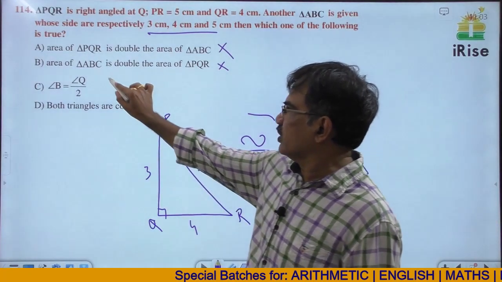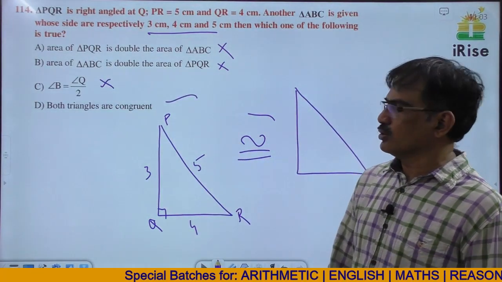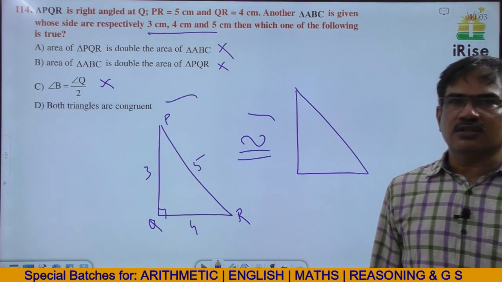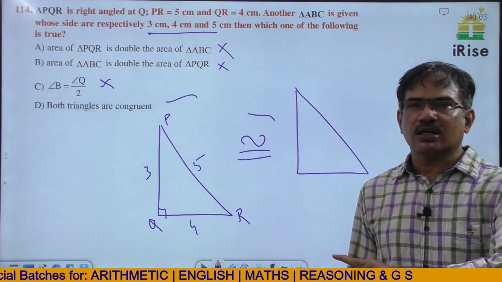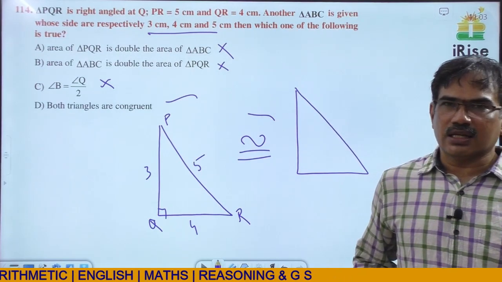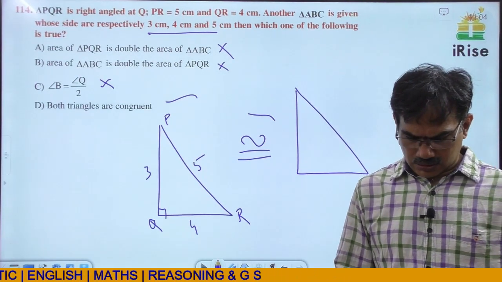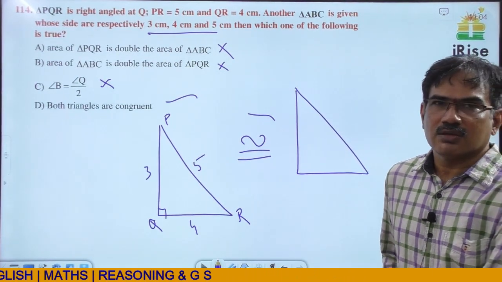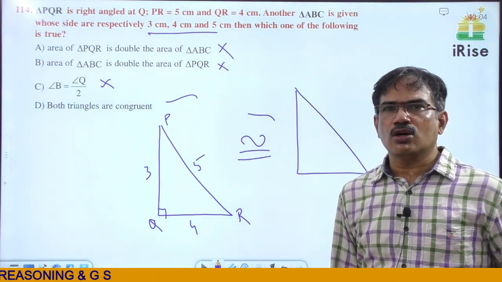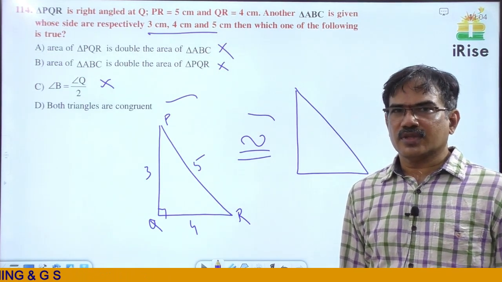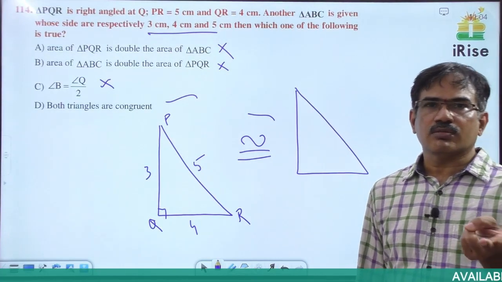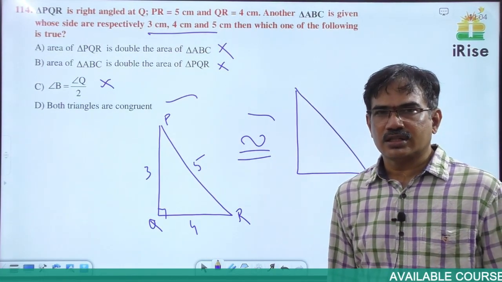Angle B is equal to Q by 2? We can't say. Both triangles are congruent triangles. If 3 sides of one triangle equal 3 sides of the other triangle, according to SSS property, these two triangles are similar triangles. Okay, sorry, not similar triangles, congruent triangles. According to SSS property, they are called congruent triangles. Every congruent triangle is a similar triangle, but similar triangles may or may not be congruent. Please. Next one.